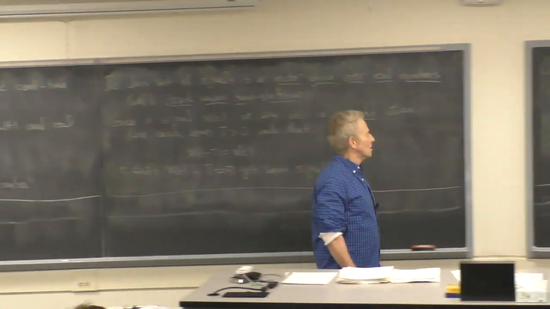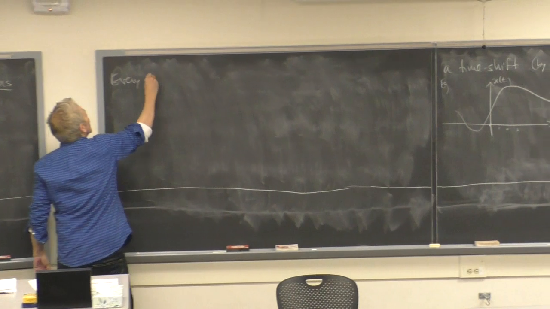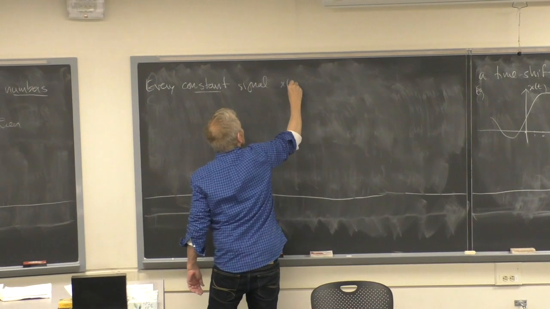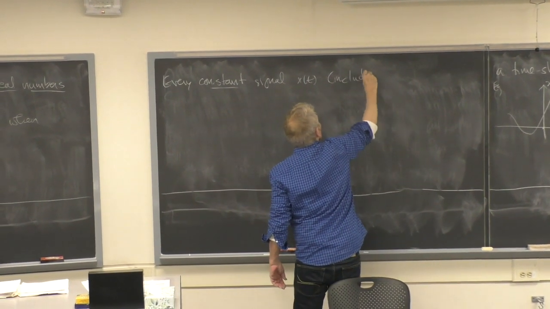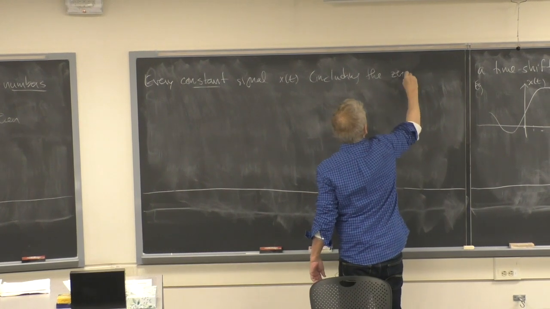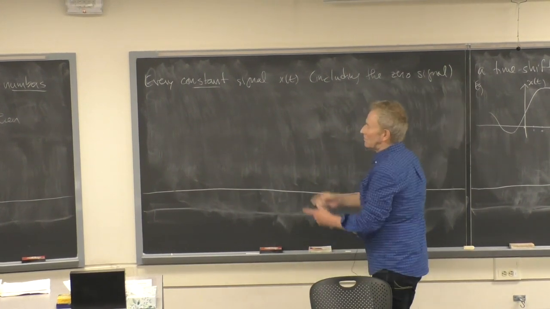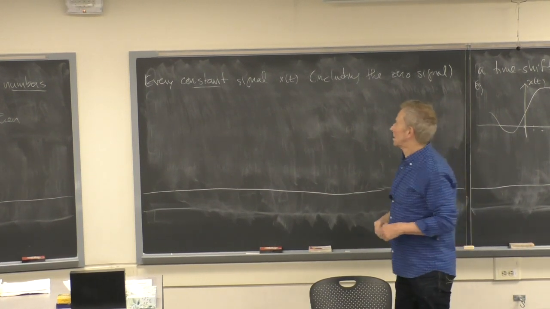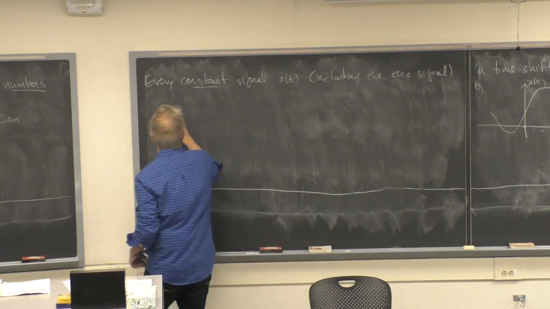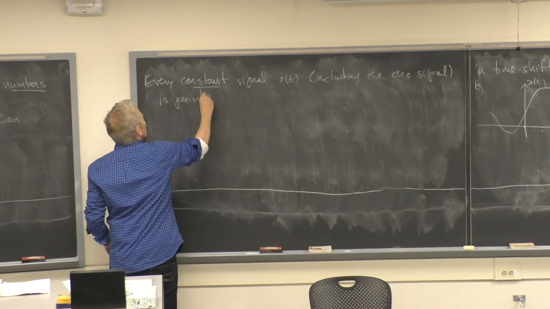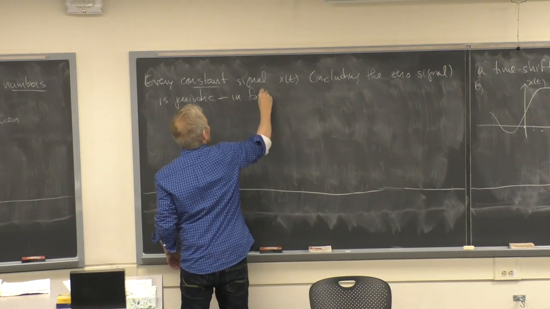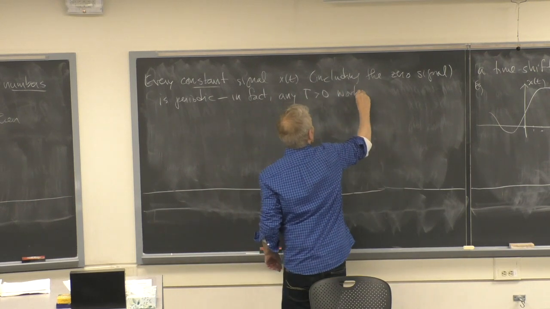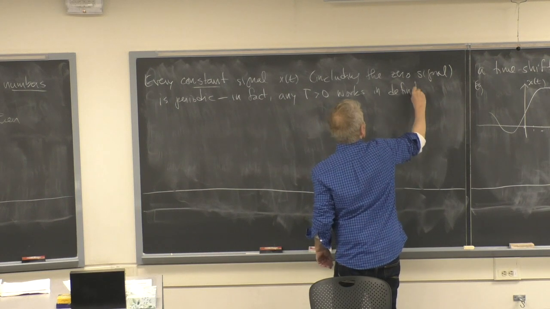So every constant signal x of t, including the 0 signal, and of course that's obviously a special signal, and any vector space has to have a 0 vector, and the 0 signal is the 0 vector in the vector space of continuous time real valued signals, is periodic. In fact, any positive t works in the definition to verify periodicity of such a thing.